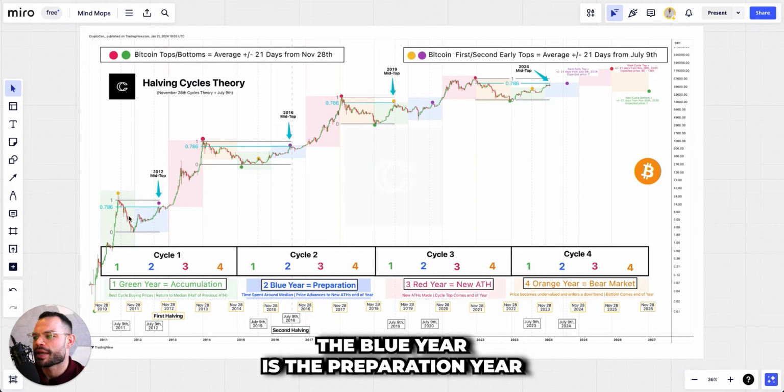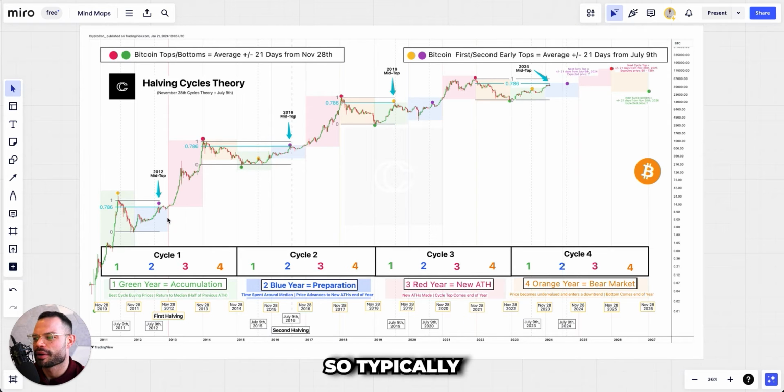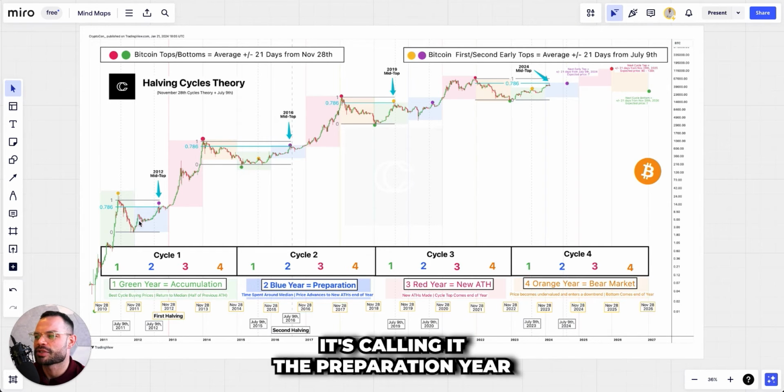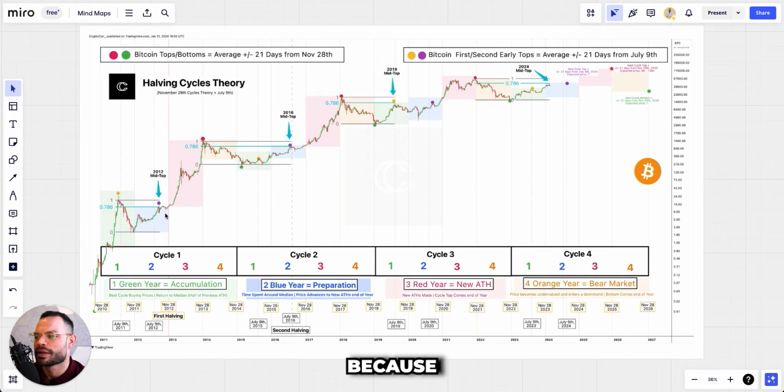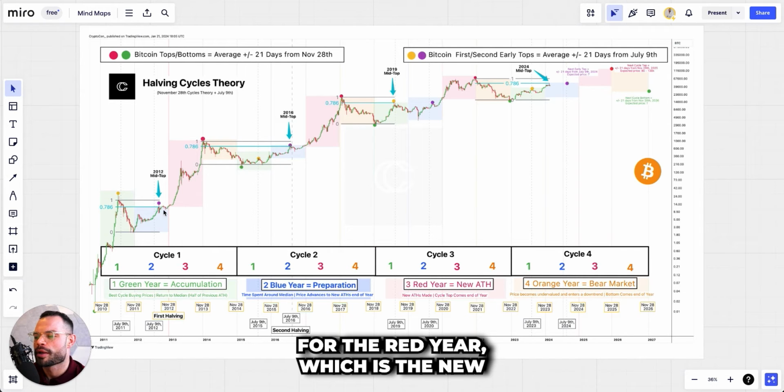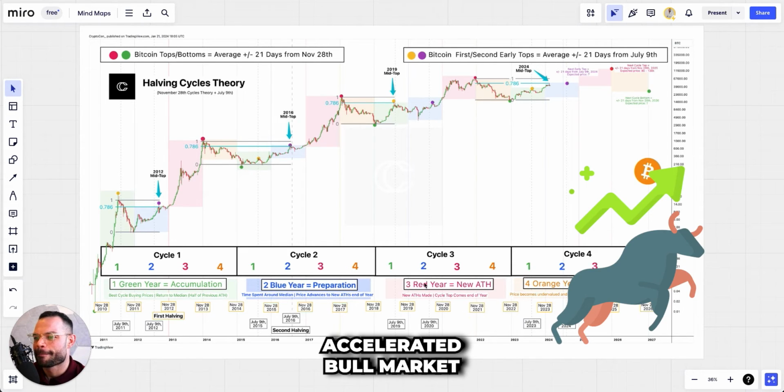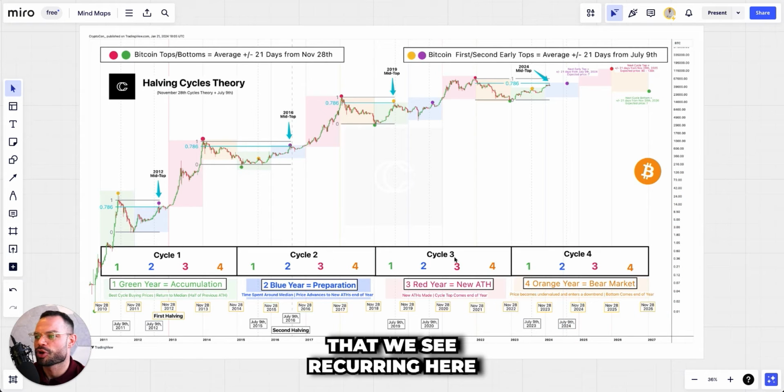The blue year is the preparation year. Typically this is the year in which the halving event actually occurs. And it's called the preparation year because it's basically setting us up for the red year, which is the new all-time high, or the accelerated bull market that we see recurring here. So again, the blue year of preparation is the year of the halving in 2016, before the red year of the all-time high bull market.